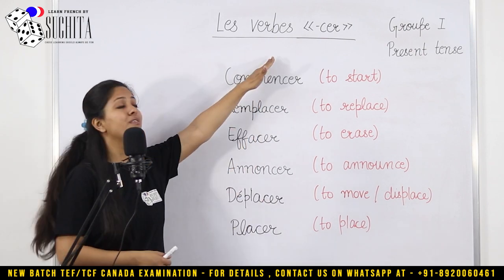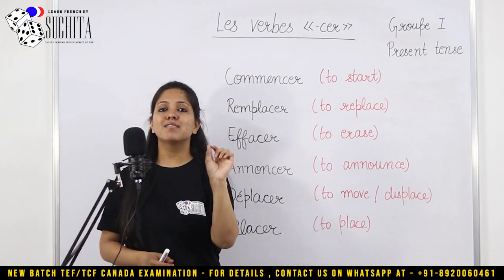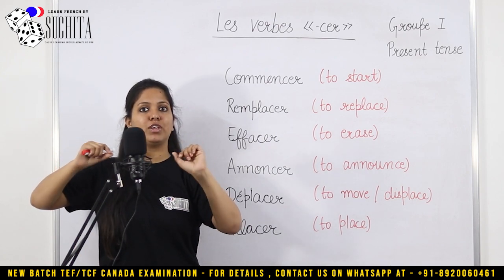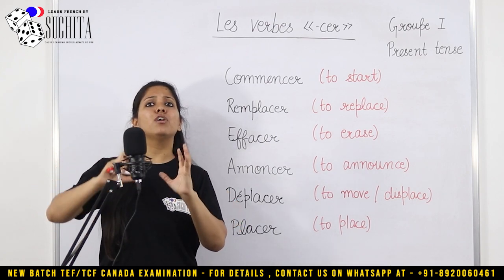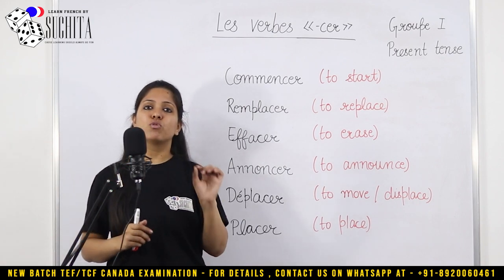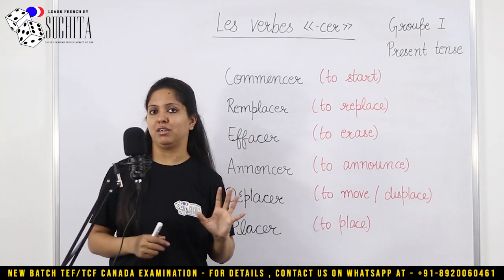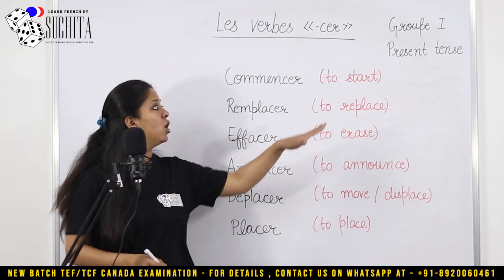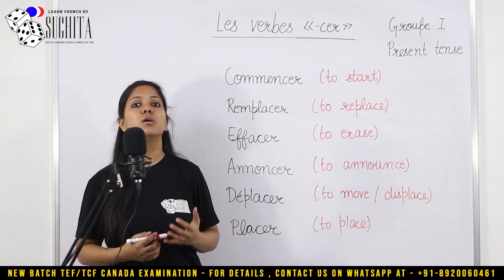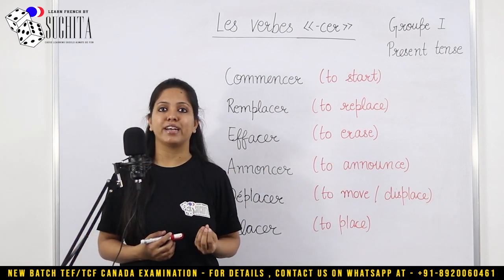Now, here you have CER verbs. Since they belong to the category of ER verbs only, it is a subcategory of ER verbs. But it is a very minor exception that we have over here, so it is counted in group 1 verbs, kind of regular verbs only. In today's video we are going to learn how you conjugate them in present tense and what is the irregularity over here.